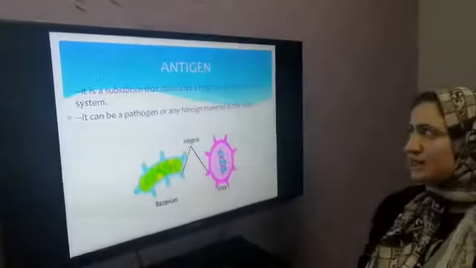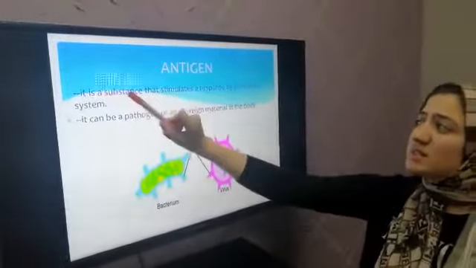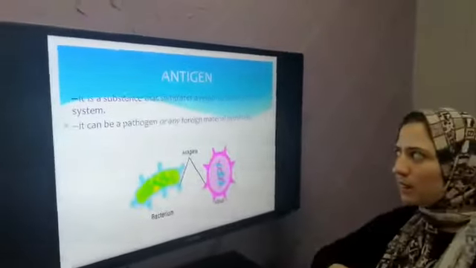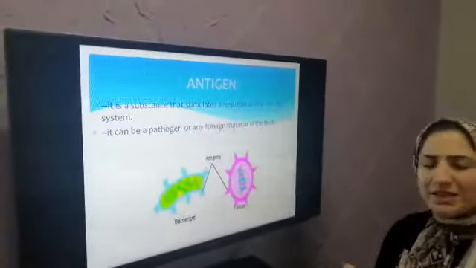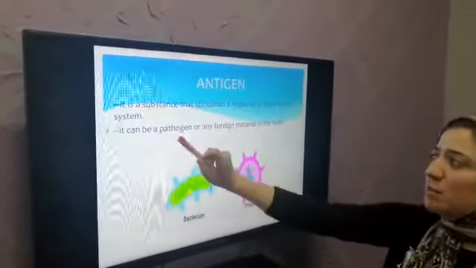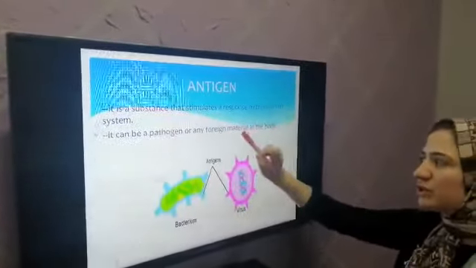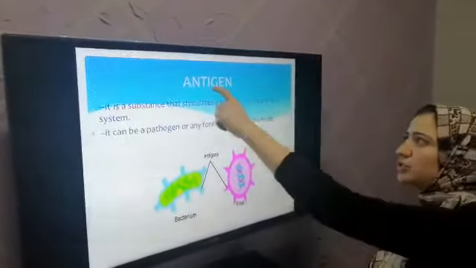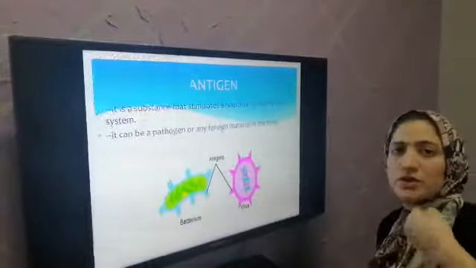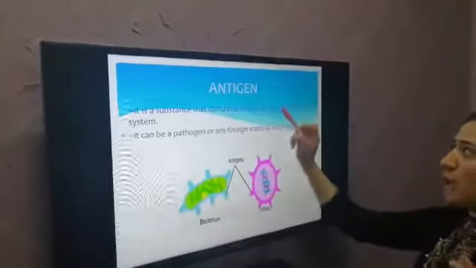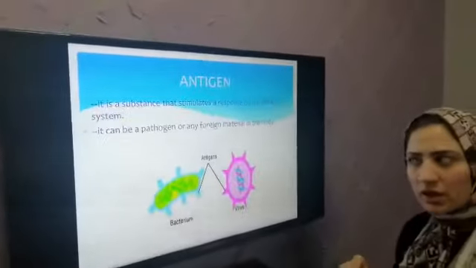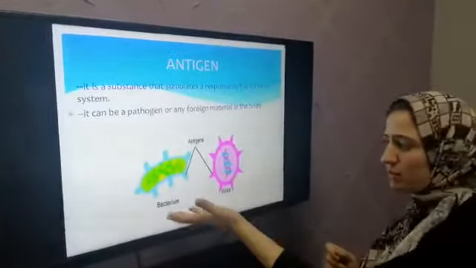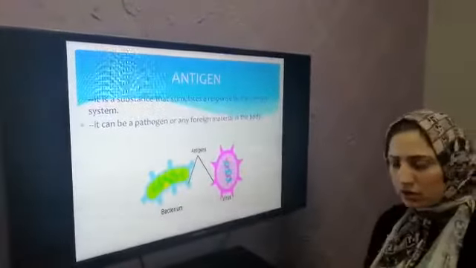Let's know that an antigen is a substance that stimulates a response by the immune system. It may be a pathogen or any foreign material, like bacteria or virus. So antigen is the substance which stimulates a response by the immune system. Okay?